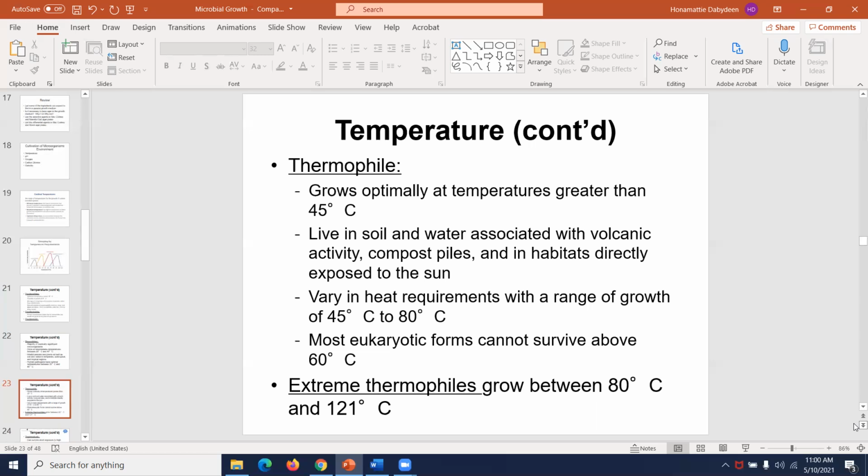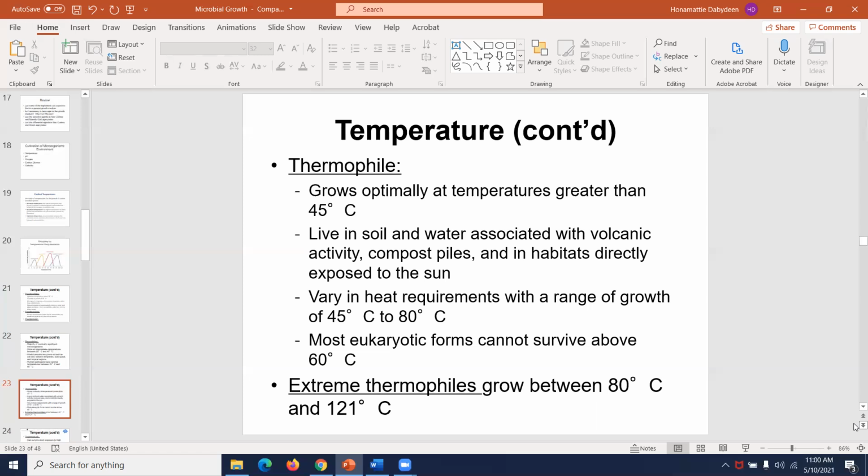You'll find them maybe in volcanic craters. Where else could you find them? Naturally, you'll find them in hot springs, for example. If you see the geysers, the water that's spewing out of those geysers, sometimes you can actually see steam coming out of them. I don't think the water is boiling, but at least very close to it. These organisms will survive very well in those hot temperatures.